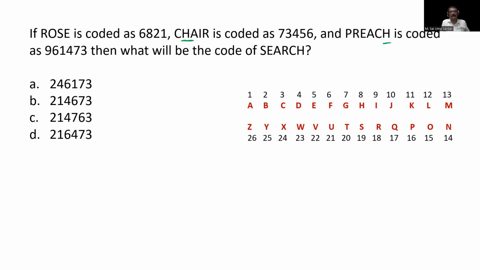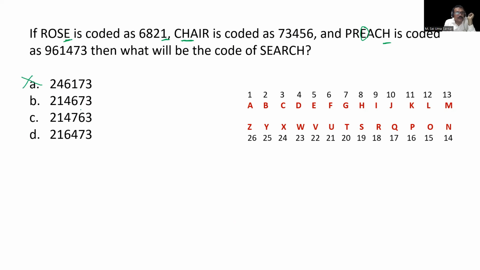So it's very simple. What is the last letter? And what is the first letter? All are common. And what is the second letter? That is E. Here, E is coded as 1. And what is the answer for this one? Here, the second letter must be 1. So the first option is wrong.